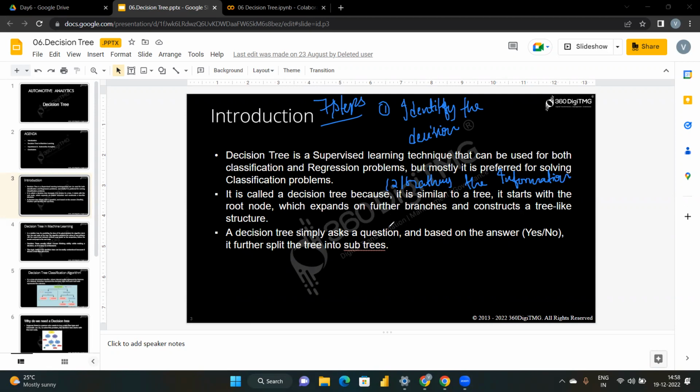We'll be having identifying alternatives. And we'll be having weigh the evidence. And the fifth one will be choose among alternatives.